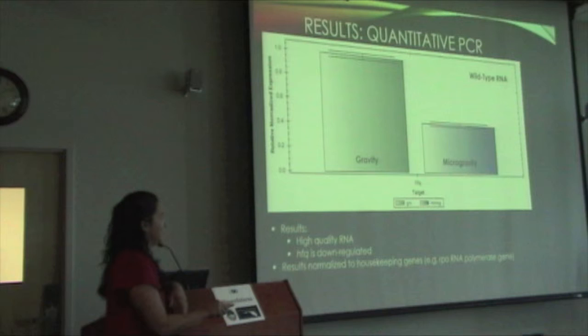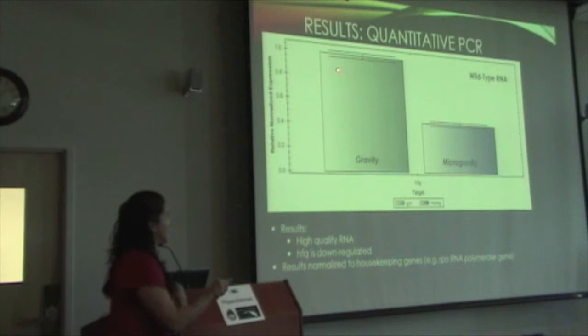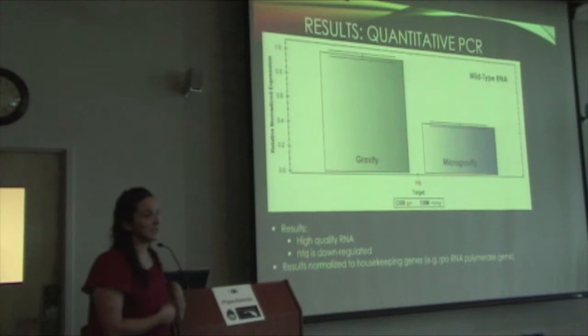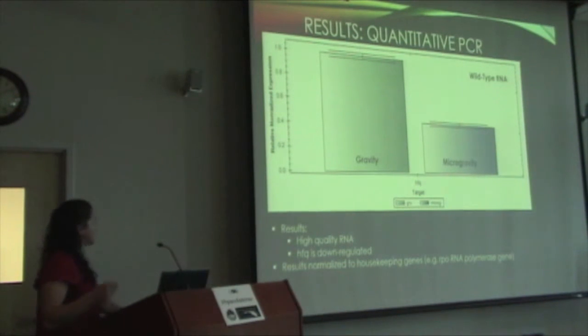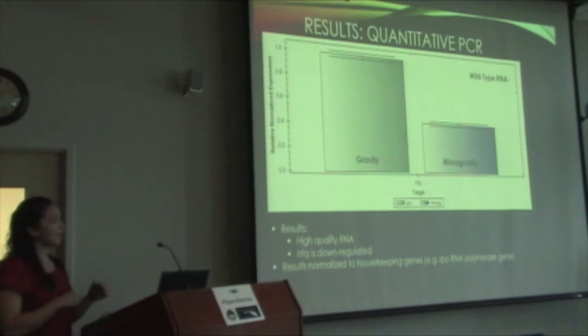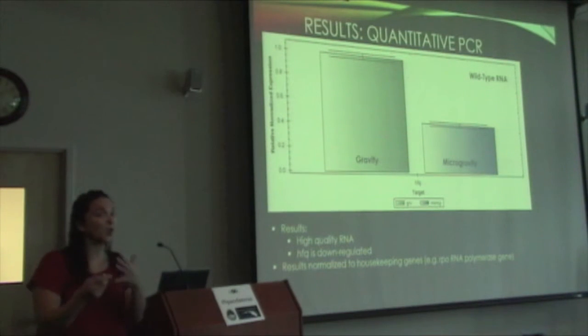So we have the wild type RNA, the hfq gene, under gravity conditions, it's upregulated. This is the normal expression. As you can see, under microgravity conditions, it's downregulated. So you can clearly see the difference between what's happening under gravity and microgravity conditions. This has been tested, and there's a publication from this. And this is also a way to see that we extracted high quality RNA.